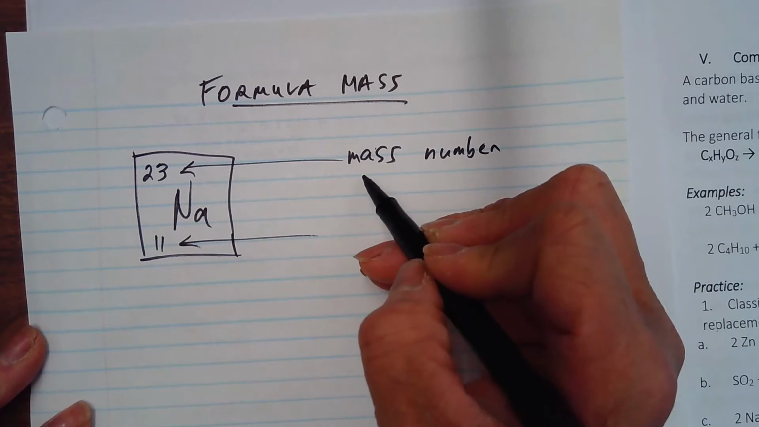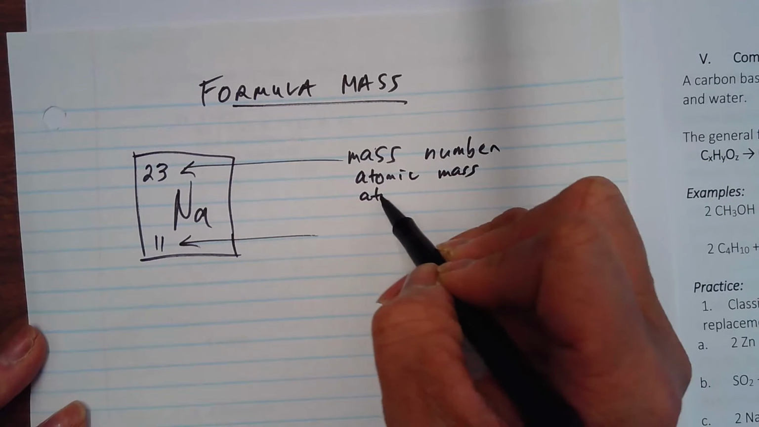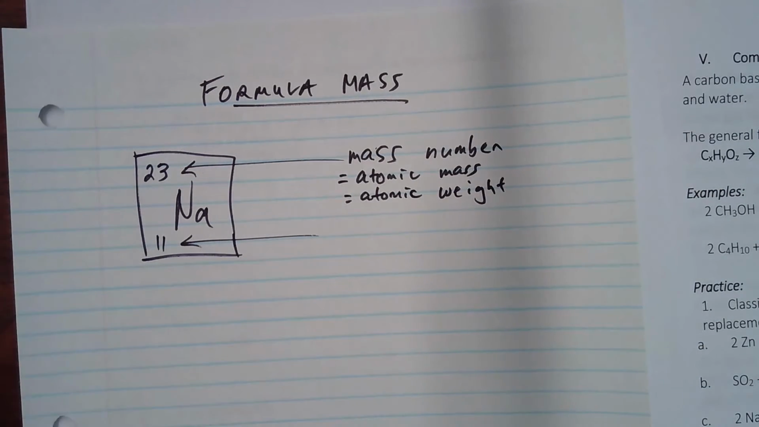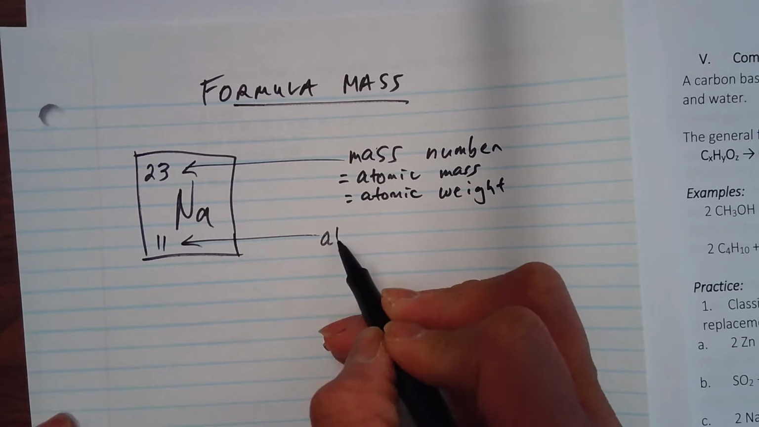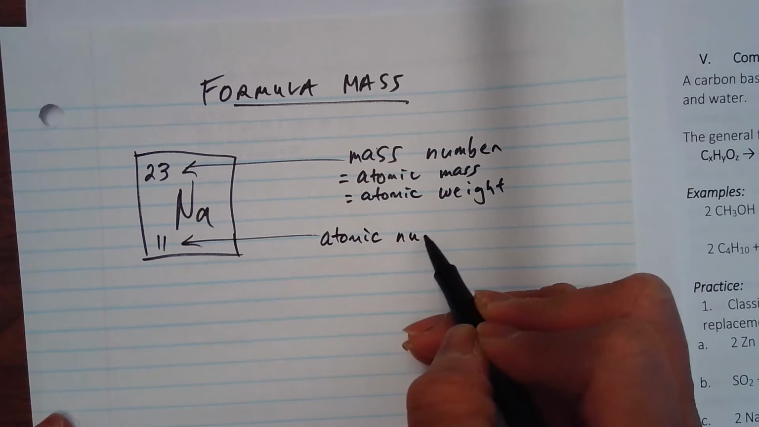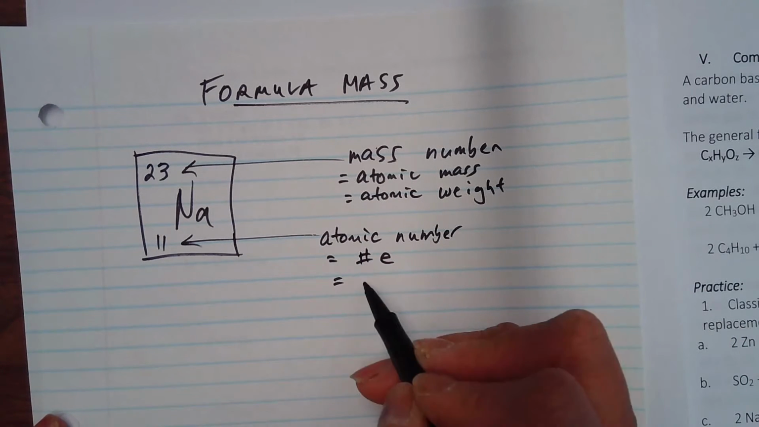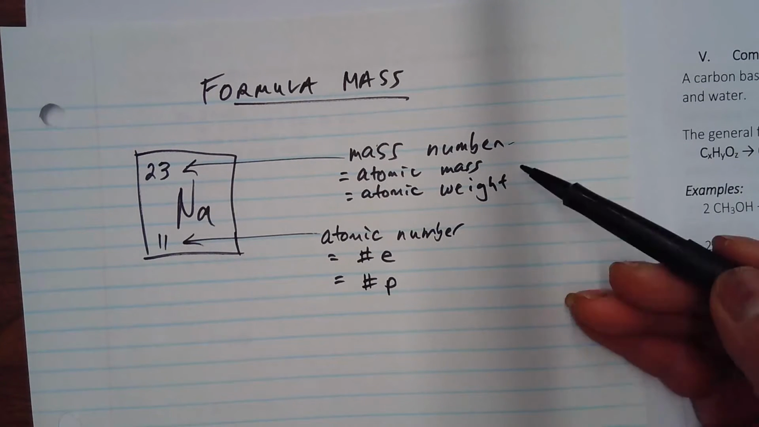That mass number is also known as the atomic mass, also known as the atomic weight. Just so we are aware, these are exactly the same thing. They come in 3 different names. Okay? So mass number, aka atomic mass, also known as atomic weight. And then you have that smaller number. What do we call that? This is the atomic number, which tells you the number of electrons, which is equal to the number of protons all the time, right? So how do you find the number of neutrons? You subtract these 2, right?